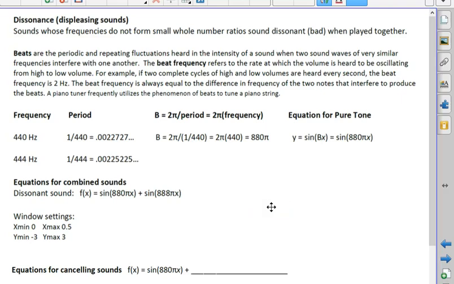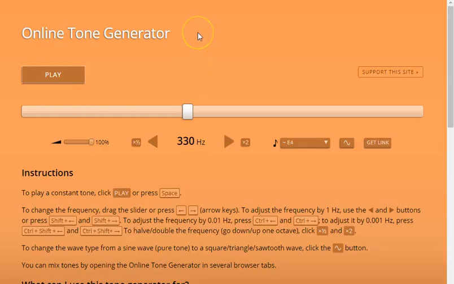Dissonance is a word that means displeasing sounds. Sounds whose frequencies do not form small whole number ratios sound dissonant or bad when played together. So we're going to go back to our tone generator online. We have 330 and 440 and 550, which all sounded nice when played together.